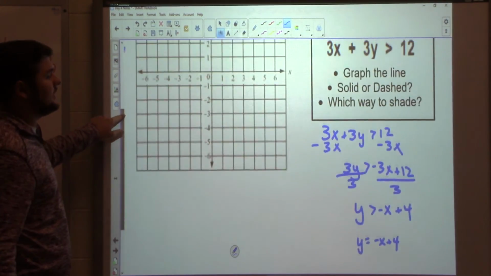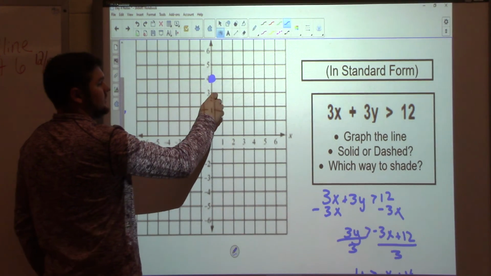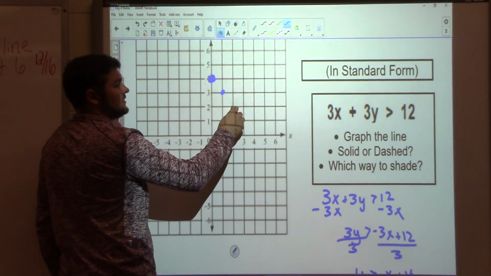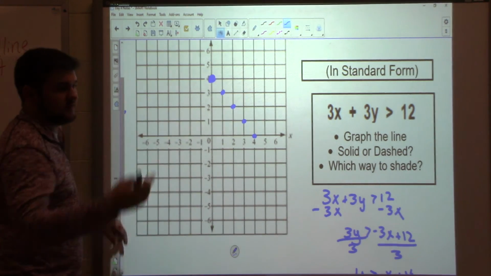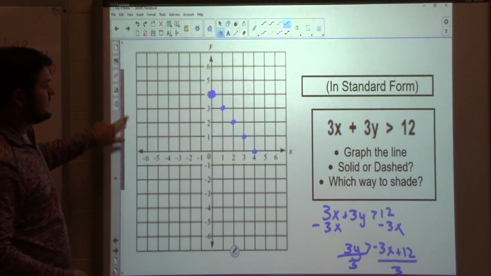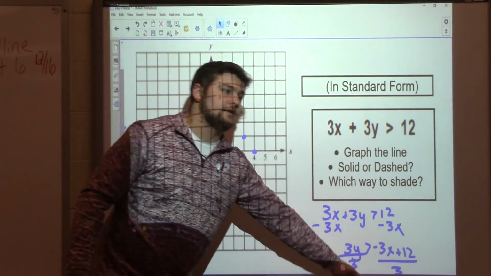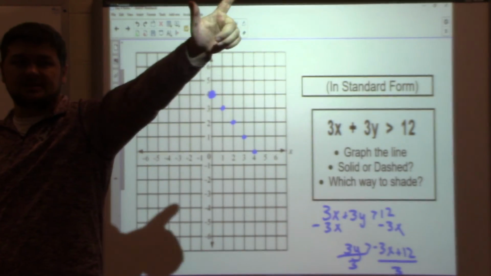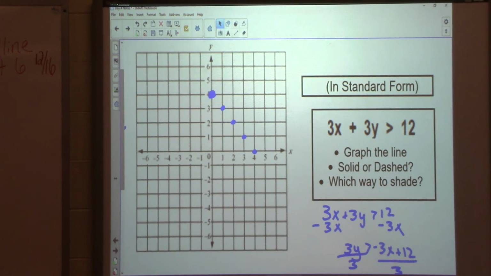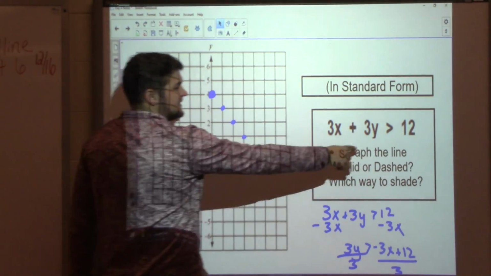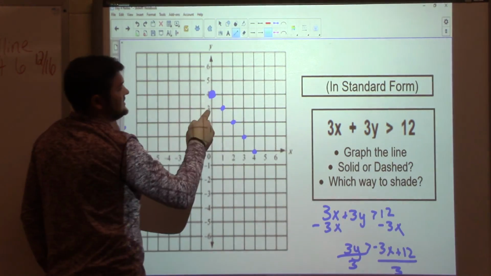So, that means I'm going down 1 to the right 1. Down 1 to the right 1, and as much as you need until you have enough points to use your straight edge. Okay, when I go to draw the line, is it a dashed or a solid line? Dashed, why, Carl? It's not or equal to, so it's a dashed line.